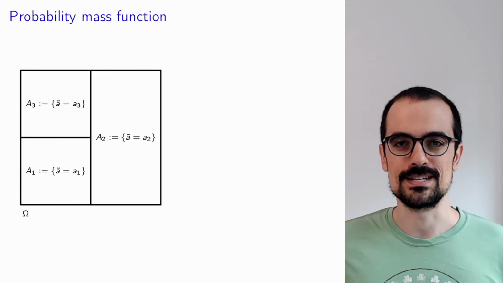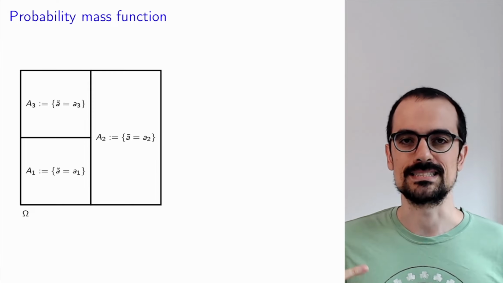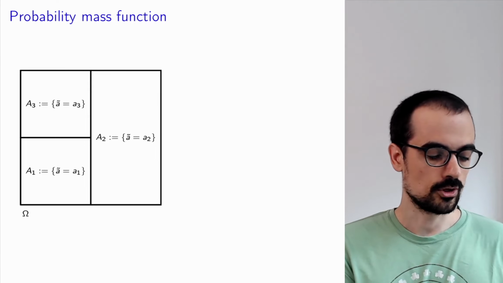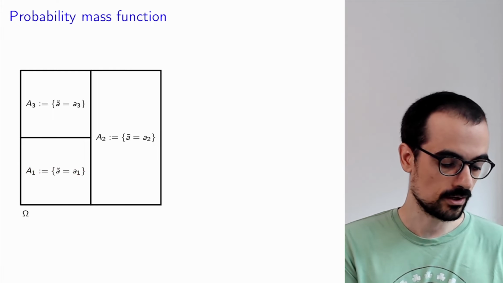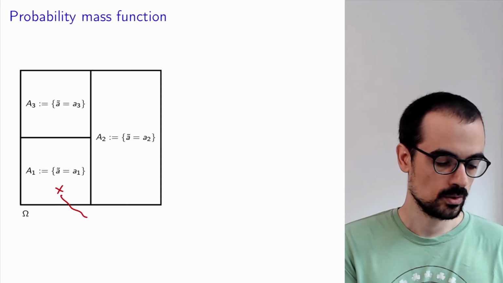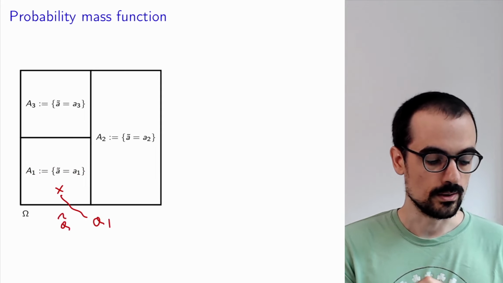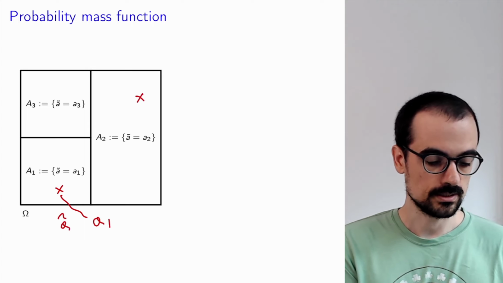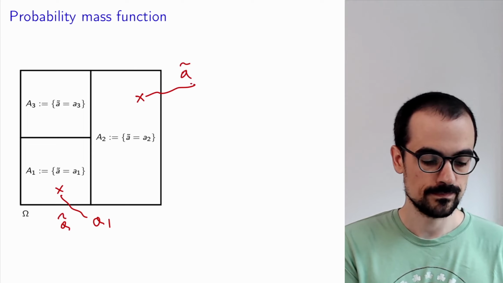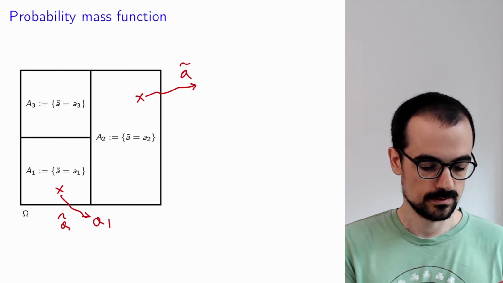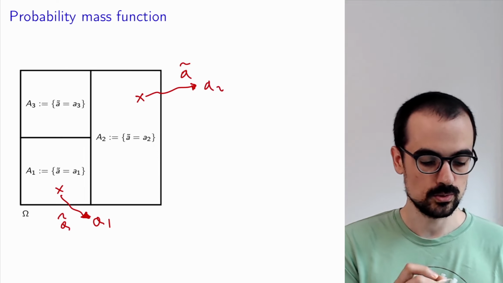So let me draw a very simple sample space. Here we just have a random variable that can take 3 values. Here I've drawn the values that map to A1. So you can think of any outcome here will be mapped by the random variable to A1. Any outcome here will be mapped by the random variable, maybe I should put some, oh, this is a terrible drawing, to A2, and so on.